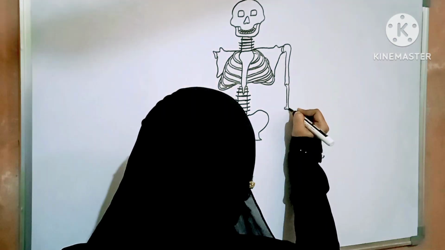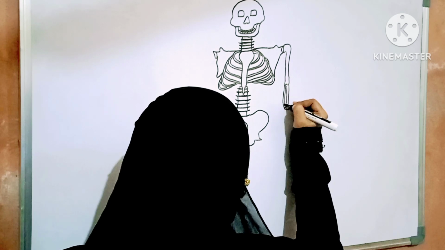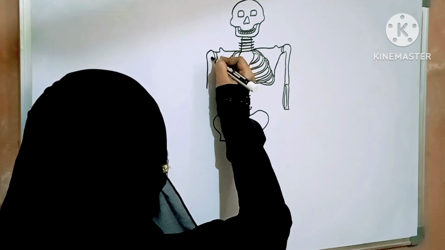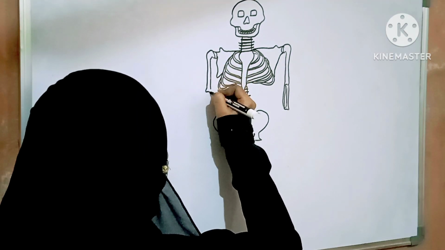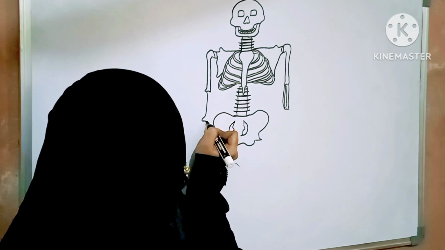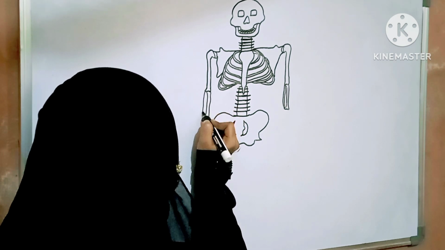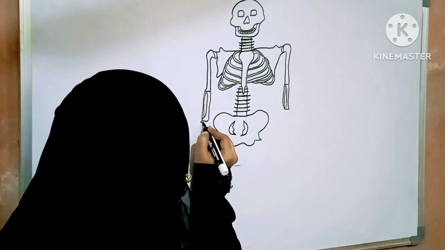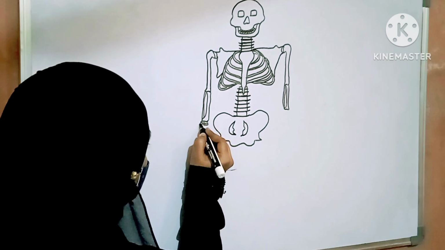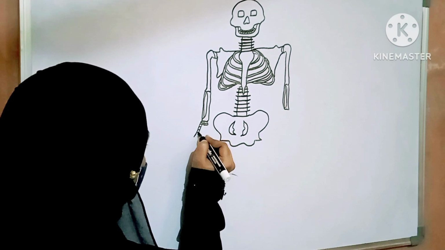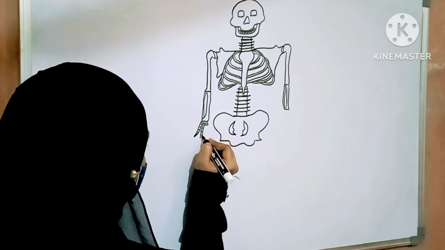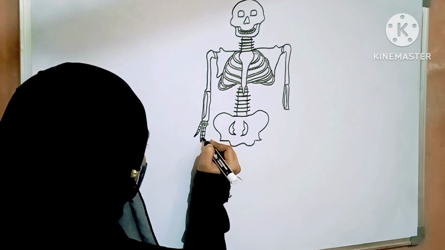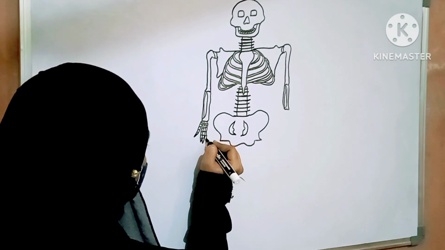What is the pectoral girdle? This pectoral girdle is also known as the shoulder girdle. It connects the forelimb to the rib cage and to the bones. The pelvic girdle connects the hind limb to the rib cage and the backbone. What are the uses of this girdle? The girdle helps in movement of the body.